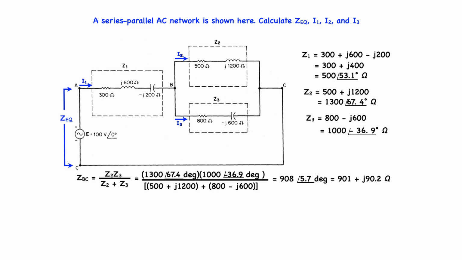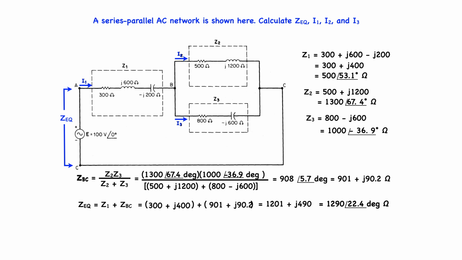Step 3 is to combine all impedances to obtain the total impedance ZEQ. ZEQ is equal to Z1 plus ZBC, which is Z1, 300 plus j400, and ZBC, 901 plus j90.2, which equals 1201 plus j490 ohms in rectangular coordinate format, and 1290 at 22.4 degree ohms in polar coordinate format.